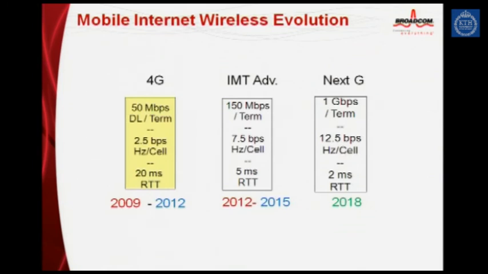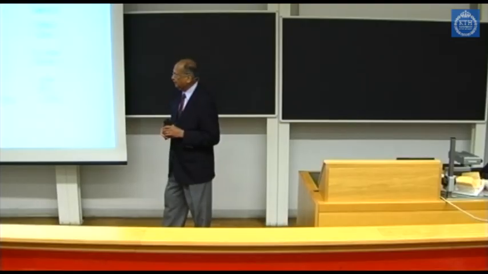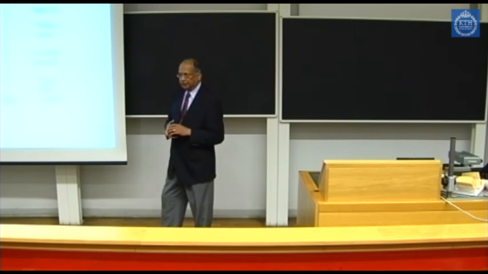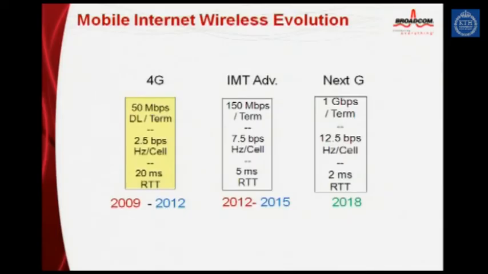And now we're moving on to the IMT-Advanced type technologies, which is really LTE release 11 and 12, and the standardization process has just started. That should take us to about 150 megabits per terminal, so the throughput from the base station will be much higher, probably getting close to 1 gigabit. And I think the goal is to get about 7.5 bits per hertz per cell of spectral efficiency. For those of you who are not familiar, those are really big numbers.